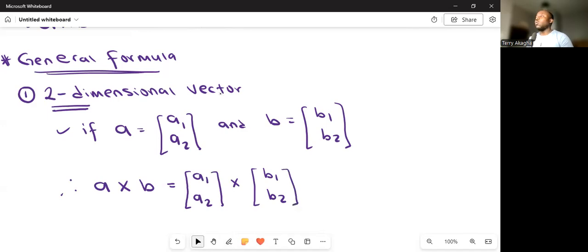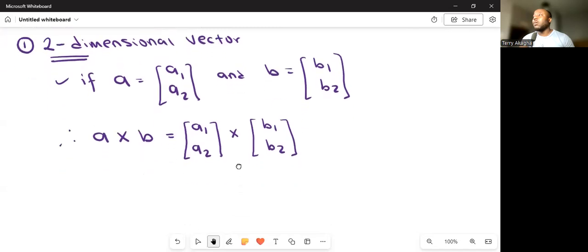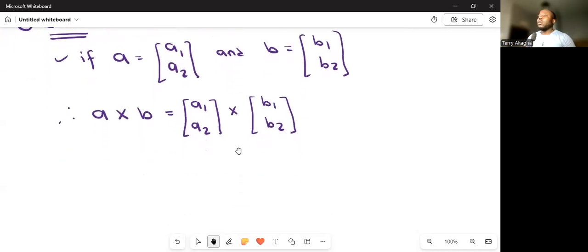Okay? So what you do, it's not difficult. You just need to listen carefully. All right? So what you do is this. How I remember this is that you just have to do something similar to what we did in matrices, where we're finding the determinant. So something similar to that.